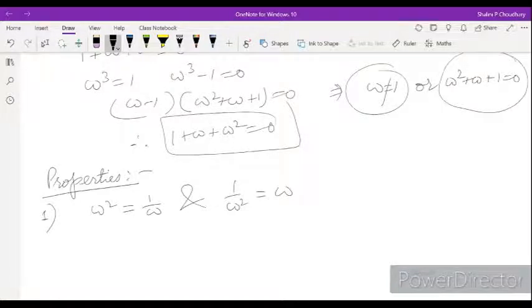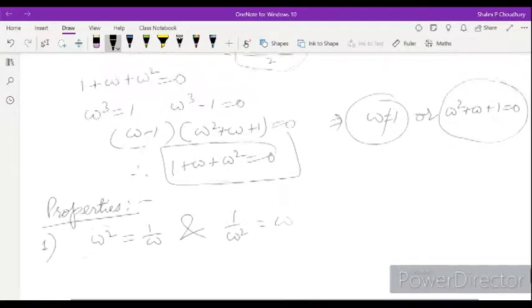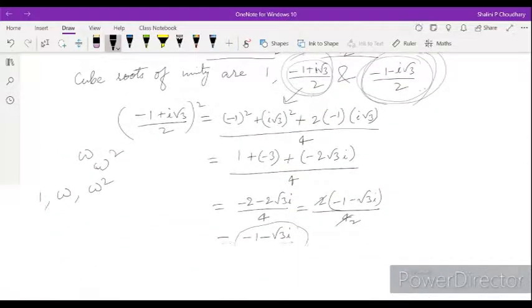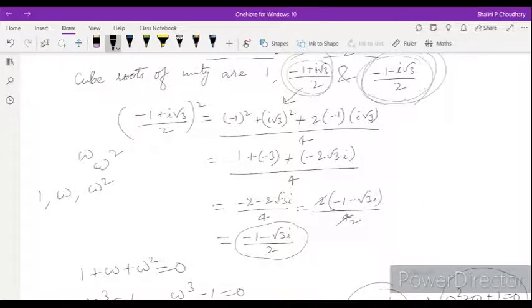Okay, now why? Because omega square is equal to 1 upon omega, and omega is equal to 1 upon omega square. See, there are three roots, out of which two roots are conjugates. So if this one is omega, then this one will be omega square. So we square this and we'll get this one, we square this and we'll get this one.